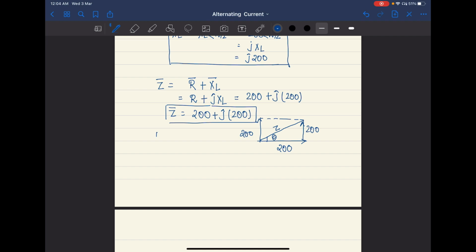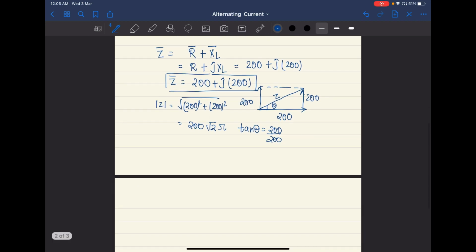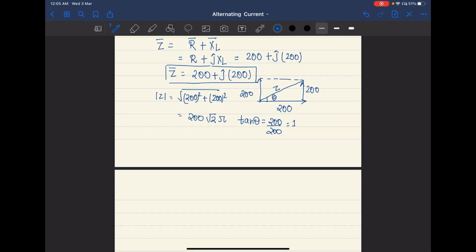So the magnitude of impedance we can write as under root of 200 square plus 200 square. That becomes 200 root 2 ohm, the impedance here. And tan theta can be written as 200 by 200, that is equal to 1.